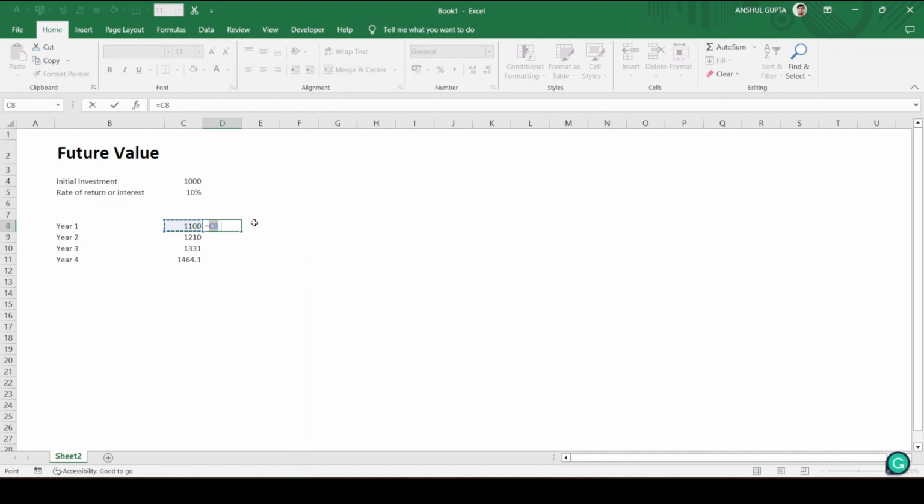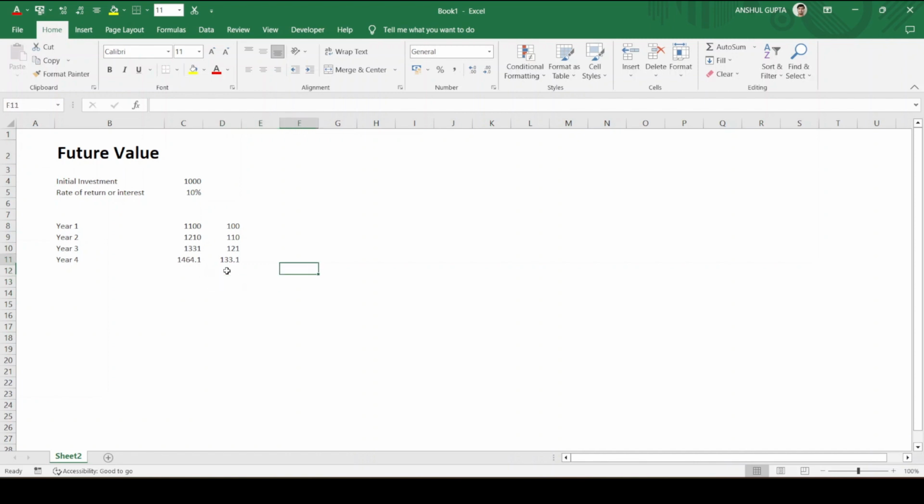So let's calculate the interest component as well. Select this value minus the initial investment, select this minus this value, select this minus this value, and let's copy this down. So as you can see, our interest component or our interest is gradually increasing year by year.